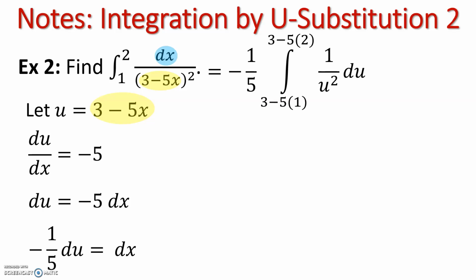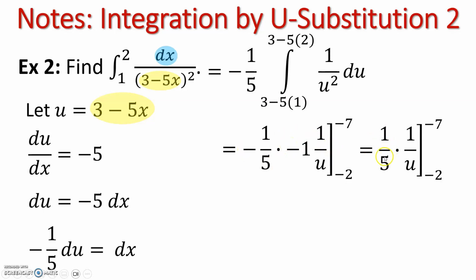Okay, going ahead and substituting, we get -1/5 times 1 over u squared du, and then our lower bound becomes, now in terms of u, 3 minus 5 times 1, and our upper bound, 3 minus 5 times 2. Now taking our antiderivative for 1 over u squared, we note that 1 over u squared is u to the -2nd power. So this goes up a degree to u to the -1st power, and then divide by -1. So this is -1, 1 over u, from -2 to -7. The -1/5 and -1 cancel each other out, leaving us with 1/5 times 1 over u from -2 to -7.